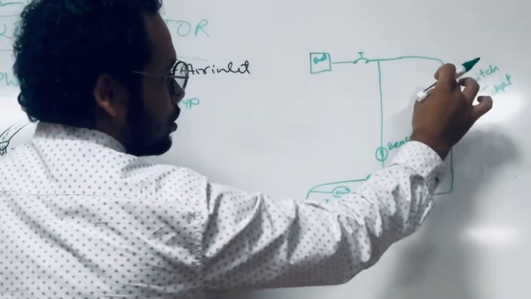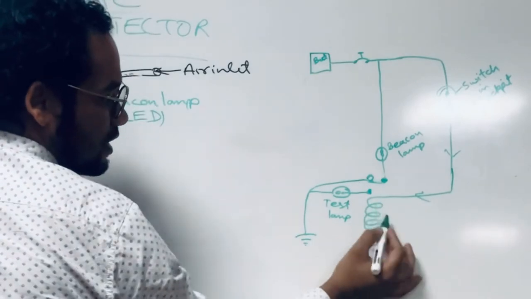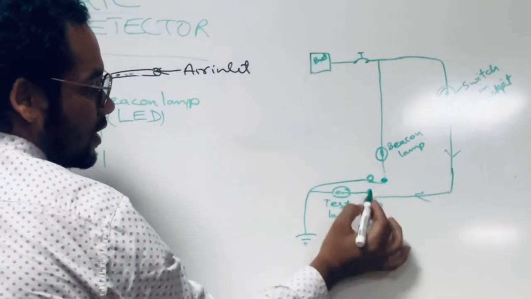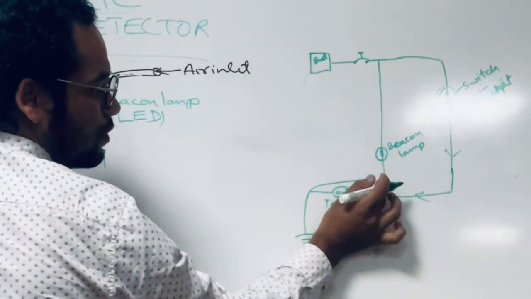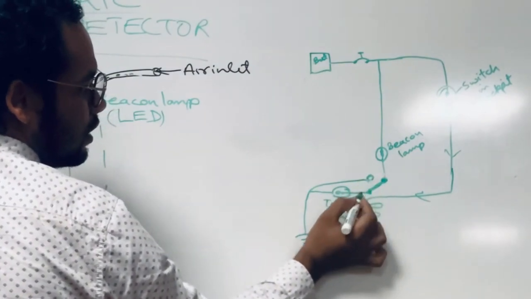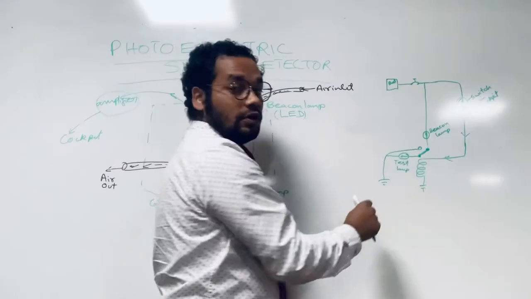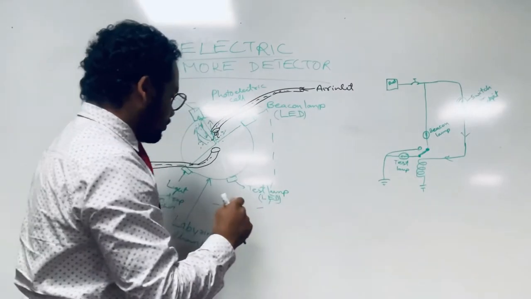You press the switch, the circuit will close, current will flow by means of this path, and it will energize this coil. When this coil gets energized, the contact will shift from here to here. So when it shifts down like this, this test lamp will get the grounding path and it will be lit up. So when this test lamp is lit up, friends, see what it is doing?